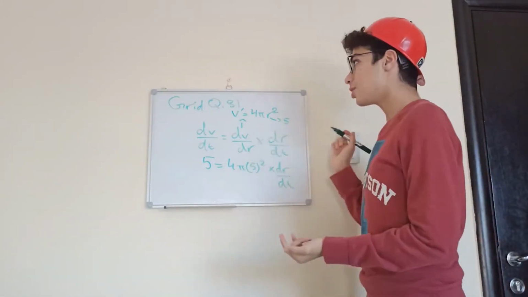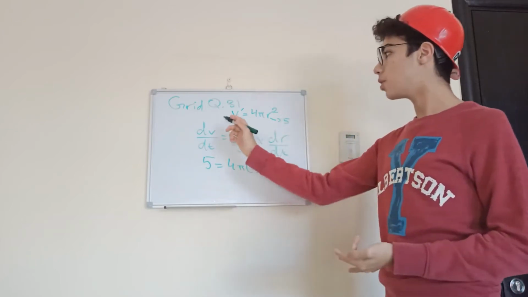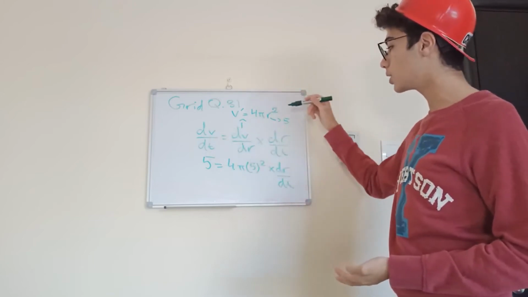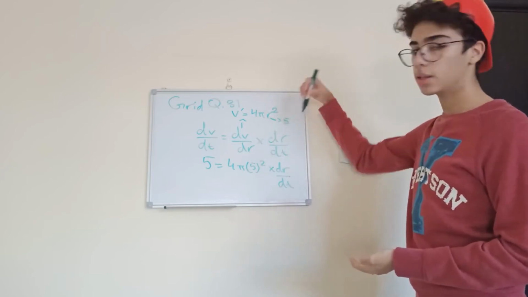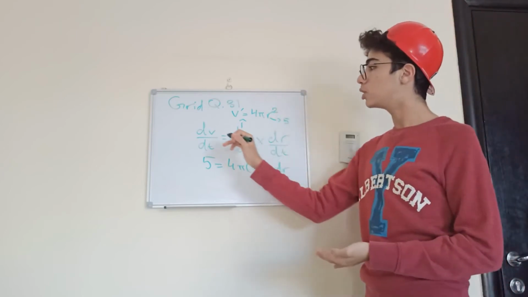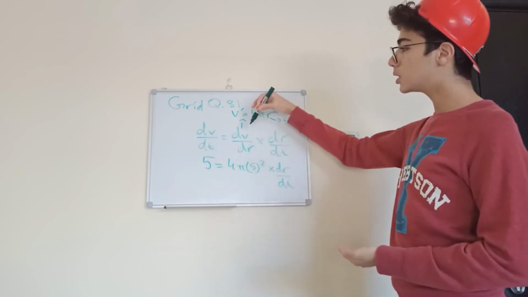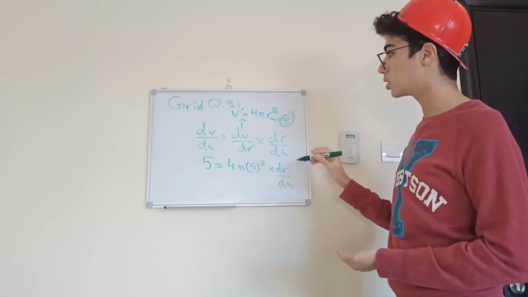For grid question number 31, they're asking you to find the rate at which the radius is increasing. Now we know this formula, dV over dt is equal to dV over dr times dr over dt. This is the rate at which the radius is increasing. This is what we need to find. They told us that the rate at which the volume is increasing is 5. And they told us that the radius is 5 centimeters.